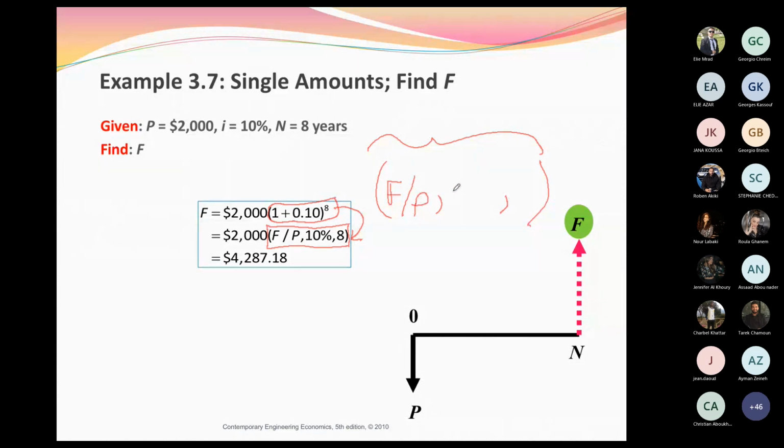What are we finding? F knowing P. At which interest rate? For how long? So here F knowing P, I have P, I'm looking for F. The interest rate is 10% for 8 years. Deal? This is called an economic factor. It's the first economic factor that we are introducing. You might tell me, from here I have to find the value.